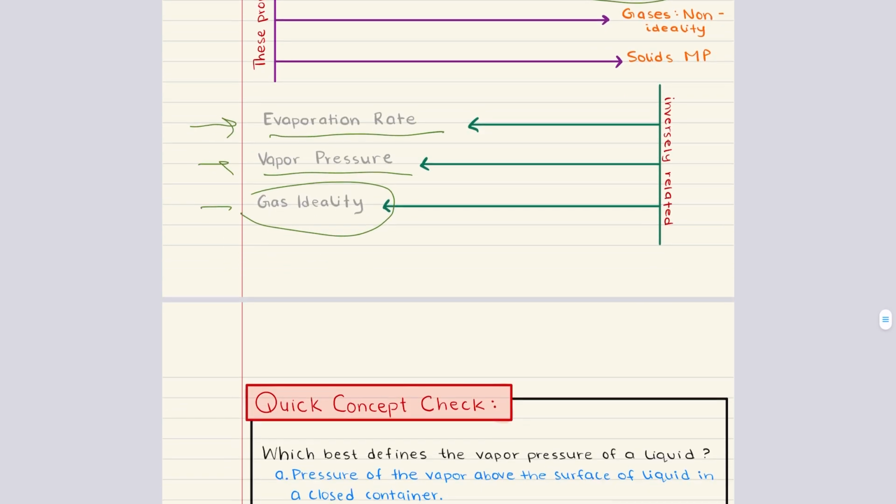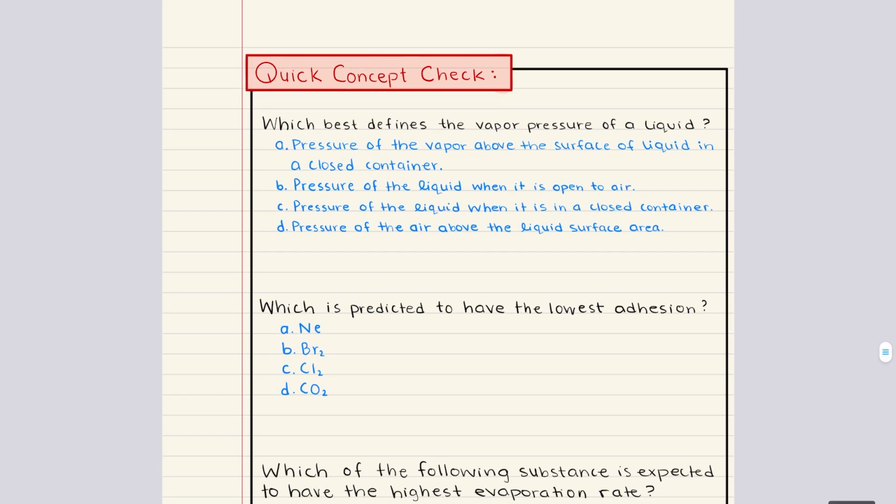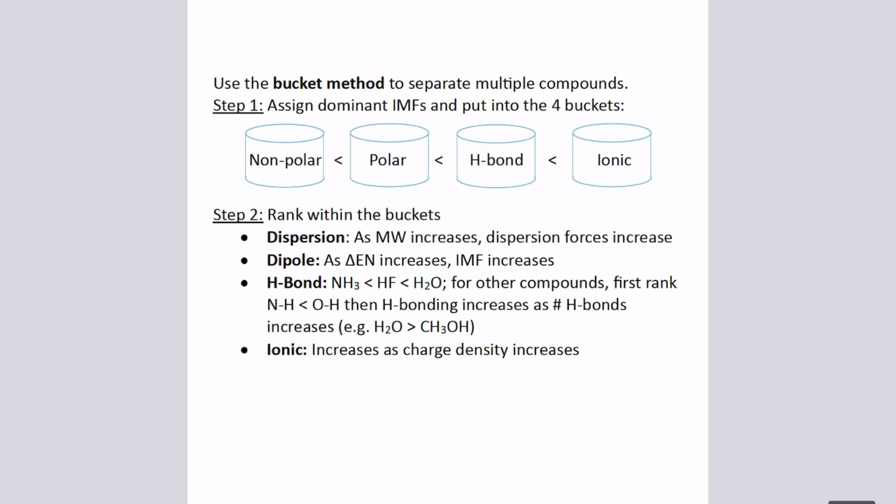Now that we've established these relationships, let's discuss a useful strategy for ranking intermolecular forces in different substances, and then we're going to jump into a couple of practice problems. For this part, I want to show you the following diagram here that we're going to use to learn how to rank intermolecular forces in different substances. This approach is called the bucket method, and here our first step is to categorize substances into four major groups: non-polar molecules, polar molecules, hydrogen bonding molecules, and ionic compounds.